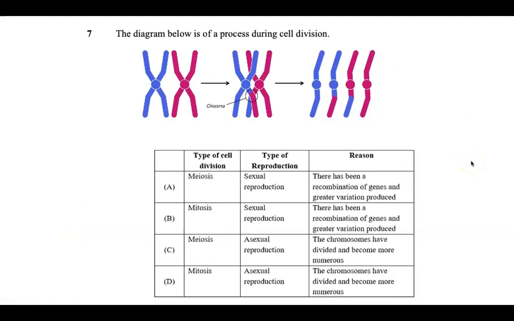All right, question 17. The diagram below is a process during cell division. So the key part here is what's happening in this section here, which then causes this change in the chromatids as they get split into the gametes. So, type of cell division that's going on. There's only one type of cell division that relates to this chiasma and this recombination here. That's going to be meiosis. So our options are either A or C in terms of what's going on.